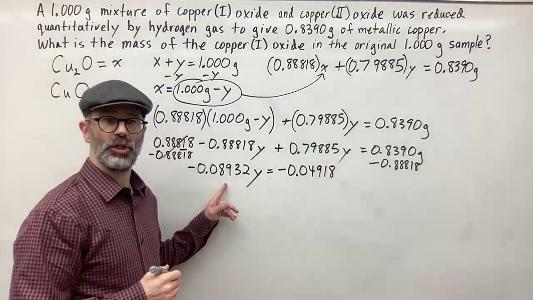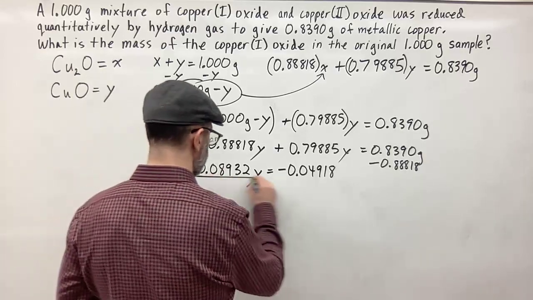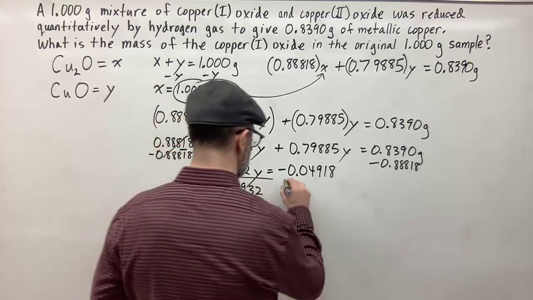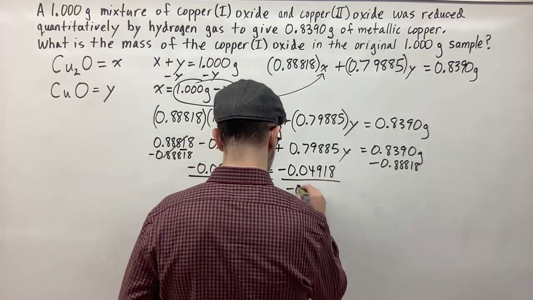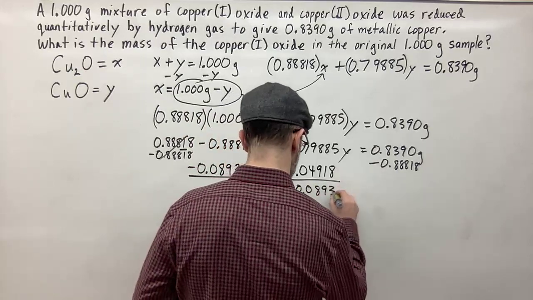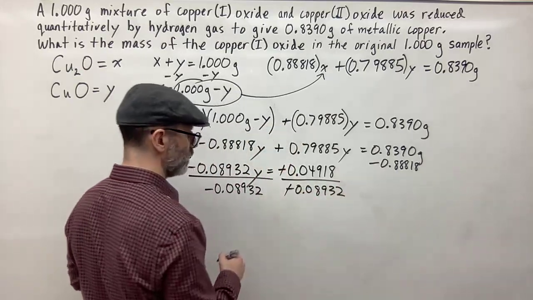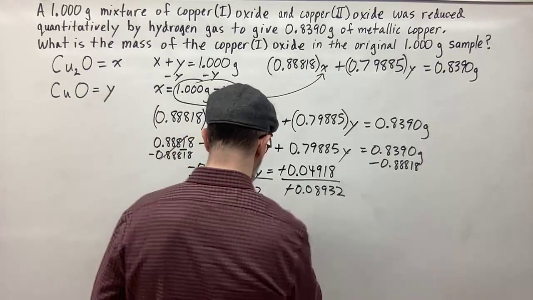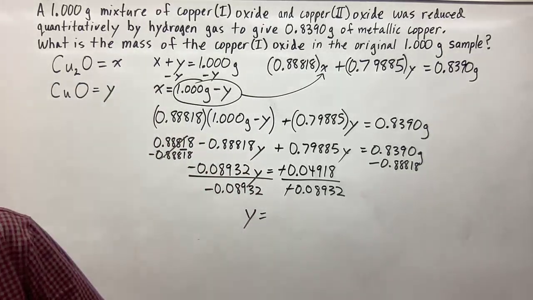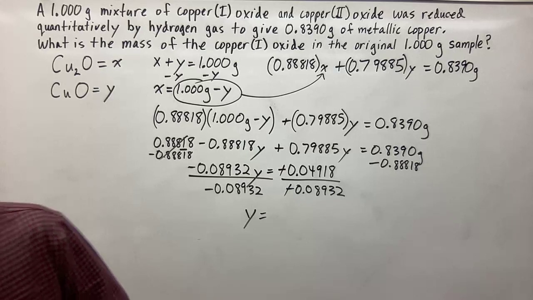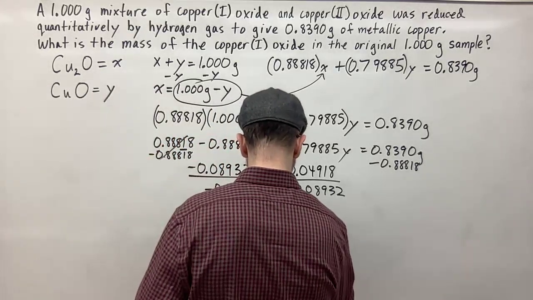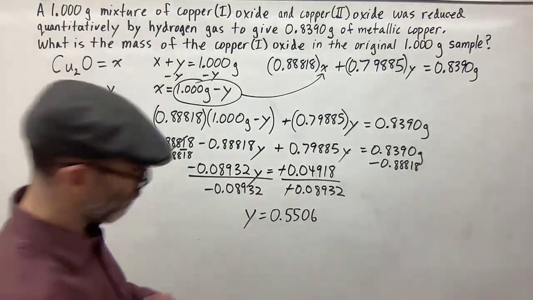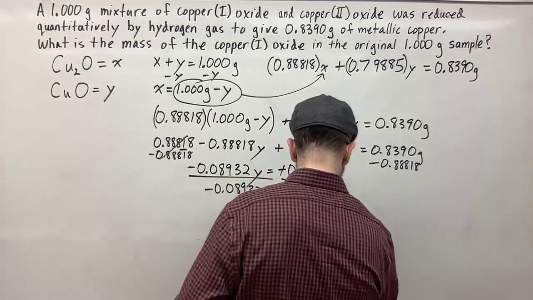And so now all I need to do is solve for y. Divide both sides by negative 0.08932, and that's going to be divided by negative 0.08932. The negatives are going to cancel out, so that's going to be positive. And so when I do that calculation, I get y is equal to 0.5506, and I have another digit there, 0.4 grams.